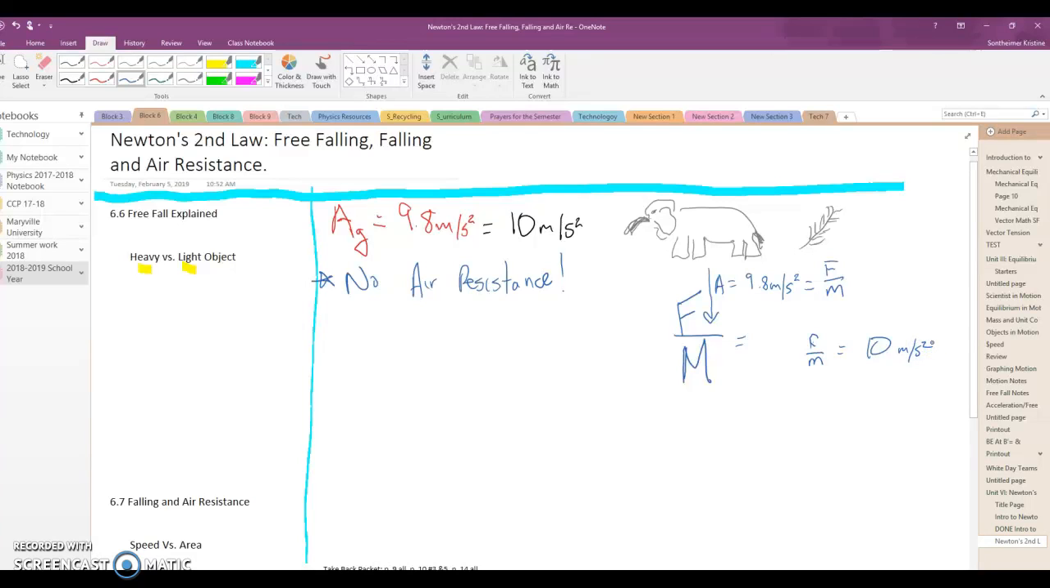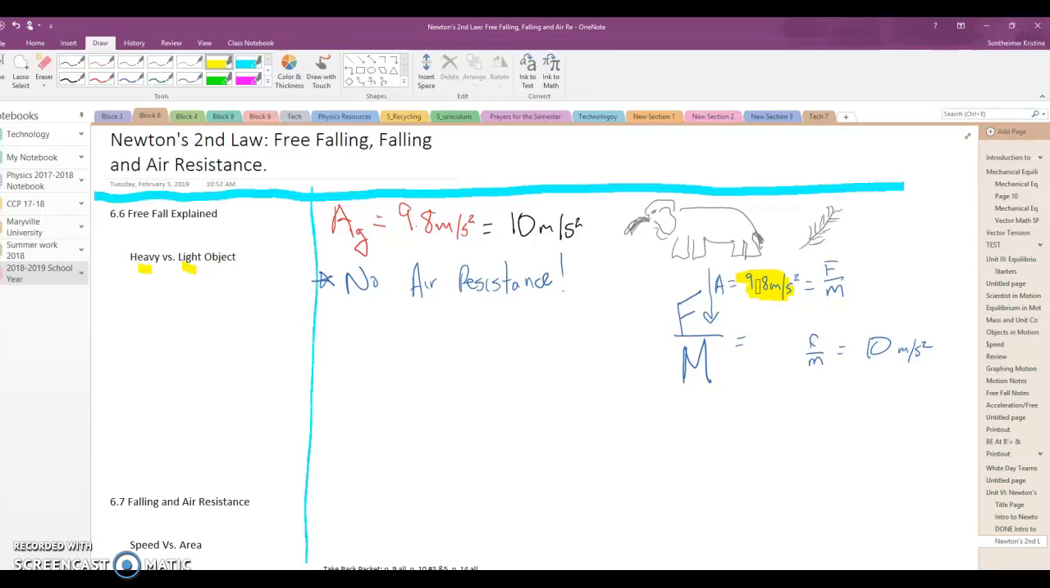So the larger the object, the greater the mass, the greater pull the earth has on it, allowing it to fall at 9.8 meters per second squared. Okay? This is a hard concept to get. Bigger mass, the more the earth pulls. Lighter mass, the less. And it kind of makes sense.